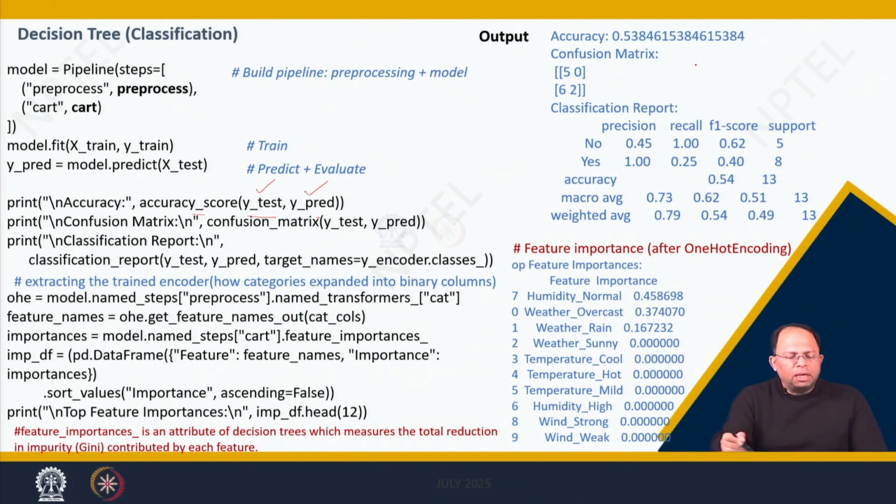We are printing all these three. The accuracy value comes around 0.53. In the confusion matrix you can see 5602. This is true positive, true negative, then false positive, false negative, and so on. And this is the classification report for each of the classes, yes and no. What is the precision value, the recall value, the F1 value, the support value, and so on. The overall accuracy is even given, macro average and weighted average, both are given.